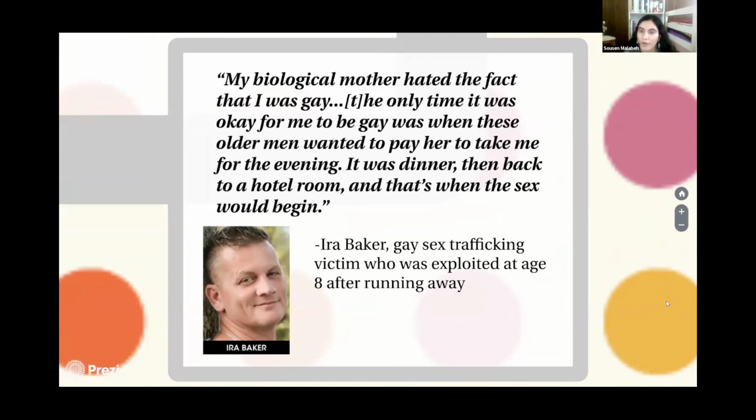Ira Baker grew up in an incredibly homophobic and abusive household. He was pimped out at the age of 8, and he continued to perform sex acts in order to survive up until the age of 17. He was put in prison for prostitution when he was 11. An 11-year-old should not be going to jail. An 11-year-old should be getting the help that he needs.